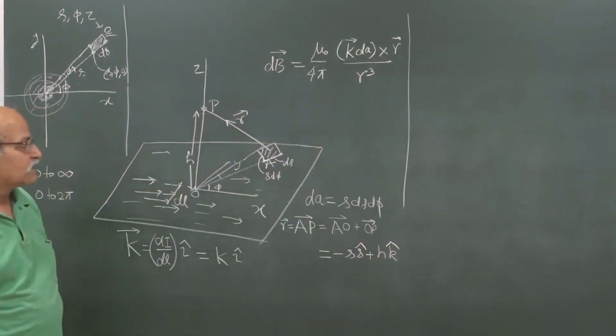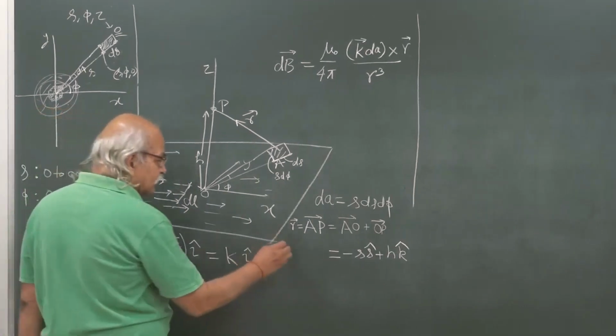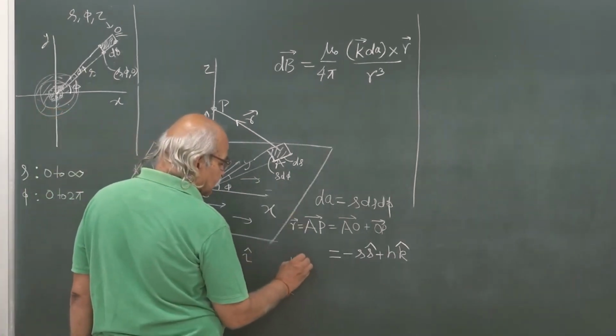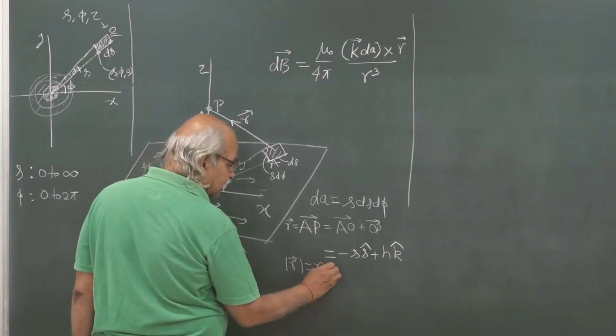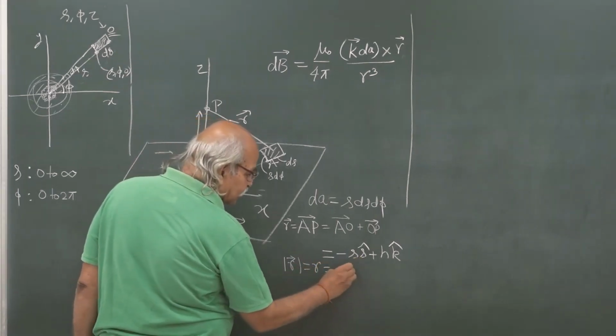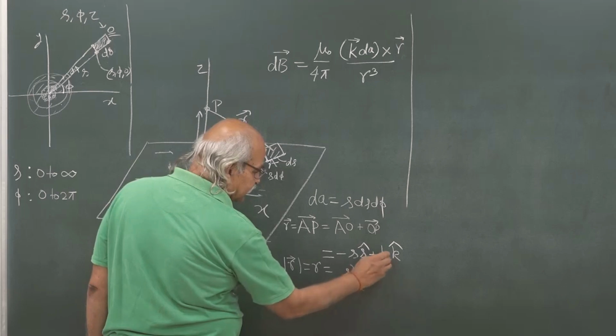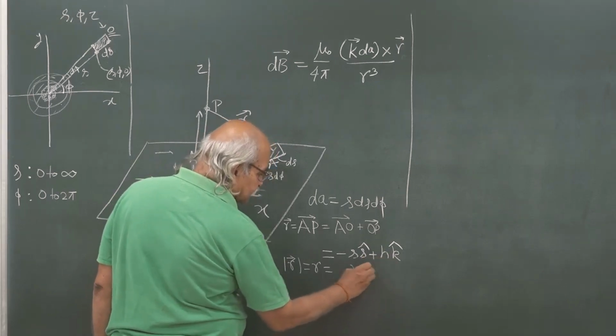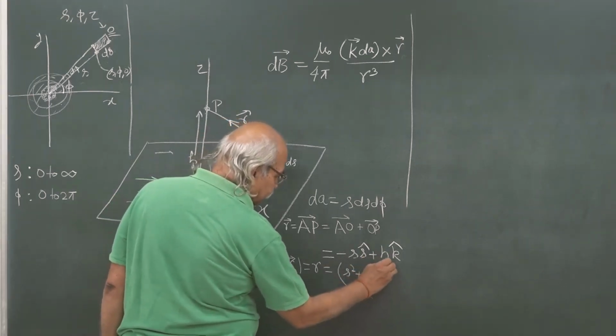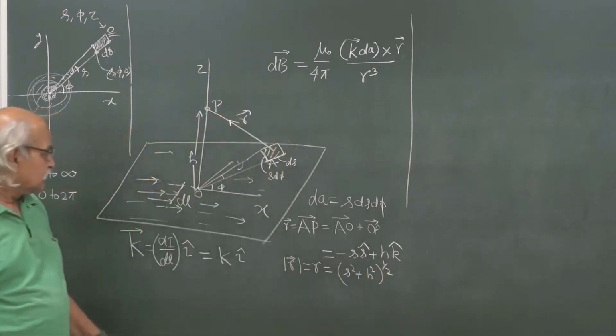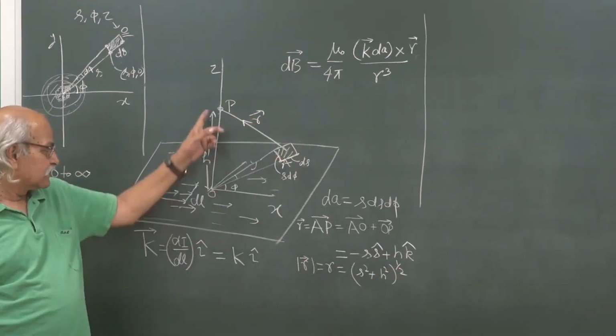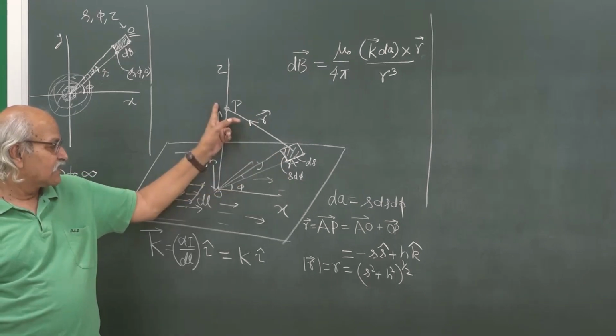That is this r vector, and the magnitude of this r vector, which is written as r, will be s square plus h square, and square root of that.